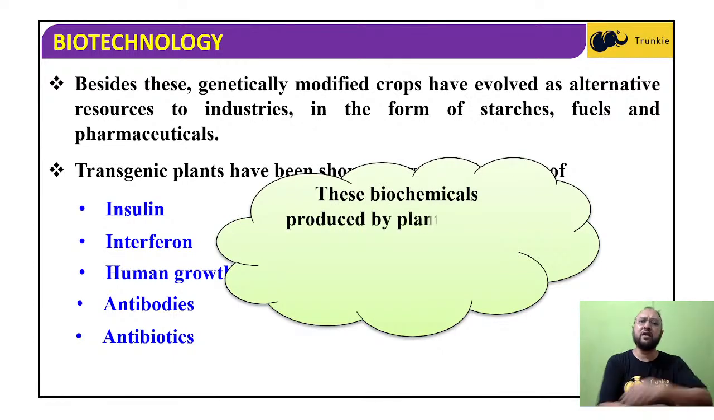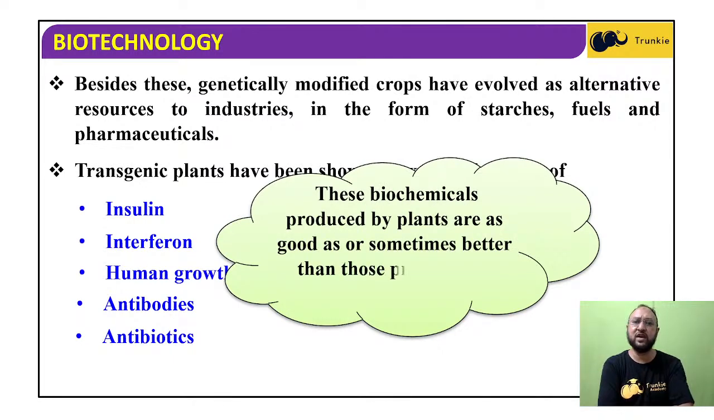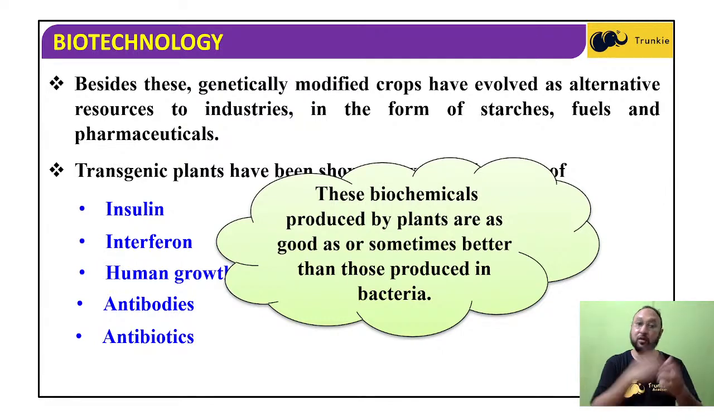So these biochemicals produced by plants are as good as, or sometimes better than, those produced in bacteria. I told you it's not only in bacteria. There are some kinds of transgenic plants. These genes are inserted into the plant to produce insulin, interferon, human growth hormone, antibodies, and antibiotics.